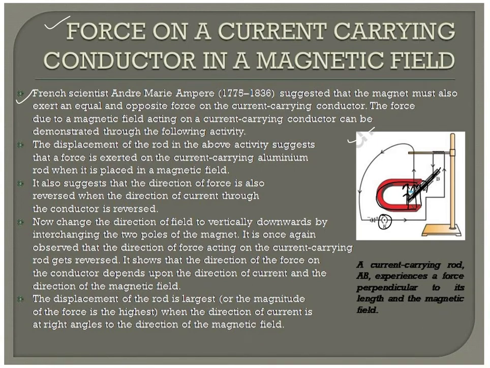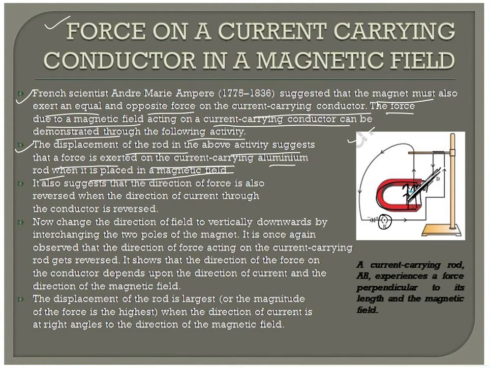French scientist André-Marie Ampère suggested that a magnet must also exert an equal and opposite force on a current carrying conductor. The force due to the magnetic field acting on the current carrying conductor can be demonstrated through the following activity, which I have already explained to you. The displacement of the rod in the above activity suggests that a force is exerted on the current carrying aluminum rod AB when it is placed in a uniform magnetic field. It also suggests that the direction of the force is reversed when the direction of the current is reversed.